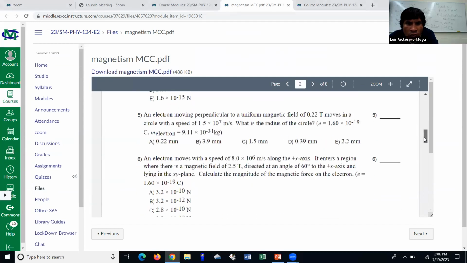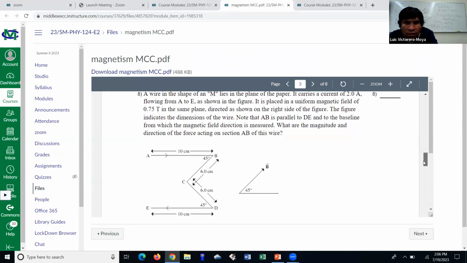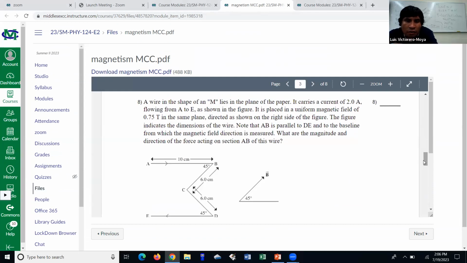Okay, let's see now. This is an interesting problem as well. Now you're given a wire. So now we're going to current. You have a wire of that shape with a current of 2 amperes, and there is a field in this direction with magnitude 0.75 Teslas. What are the magnitude and direction, so here they ask you for direction as well, of the force acting on this section, on AB. All right, so write that down because I'm going to do it on the board, okay?